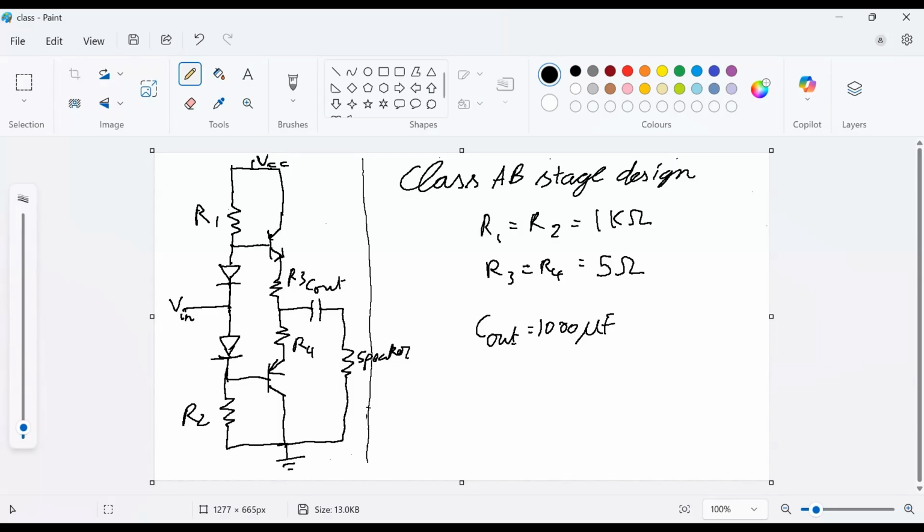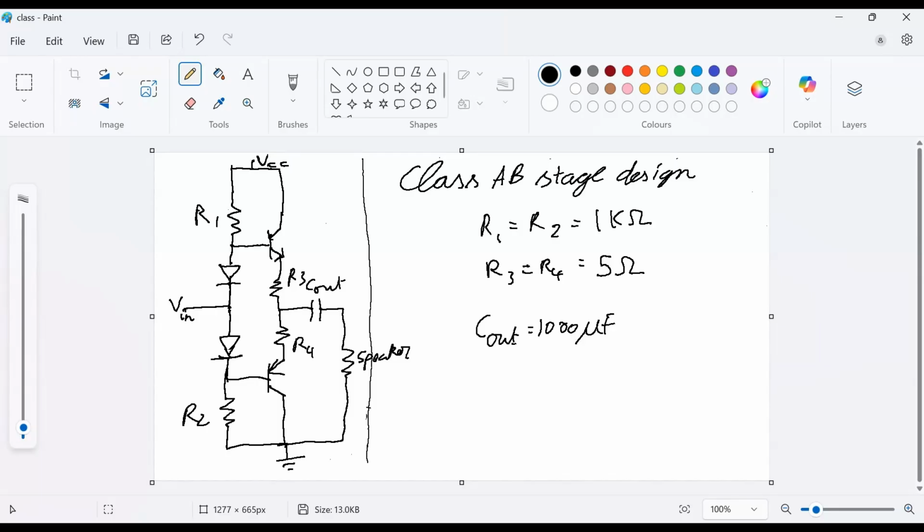In order to choose the value of R1 and R2, initially I went for simulating a 10 kilo ohm resistor for these resistors. But I found that the output voltage was clipping, and so it is necessary to establish a proper quiescent base current to avoid clipping. I observed that when we reduce the value of the resistance, the clipping is avoided. So I found that 1 kilo ohm is a suitable value for setting up the quiescent base current.